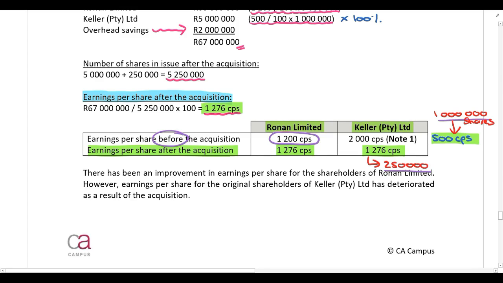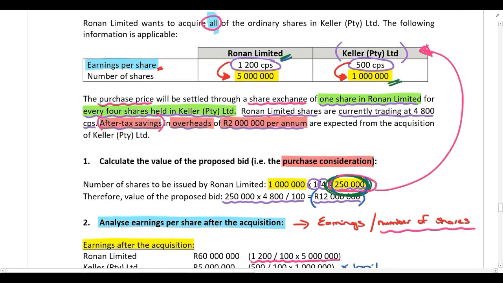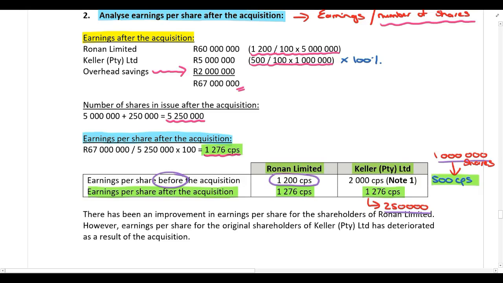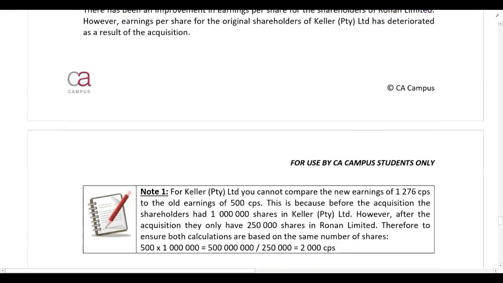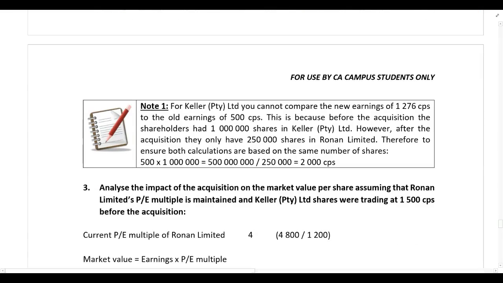So to make sure that you are being consistent, what you need to do is calculate the total earnings for Keller Pty Limited. So take the earnings per share, multiply it by the number of shares in issue, and calculate their earnings in total. Then just recalculate the earnings per share so that it's also based on 250,000 shares and not 1 million shares, so that you can then make a comparison. So you guys can see the calculation is just on the next page.